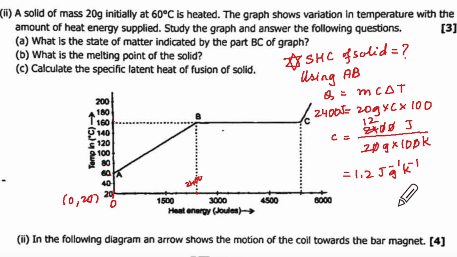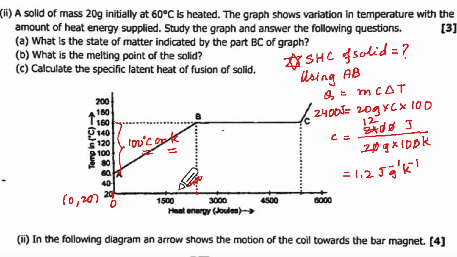Correct? Yes, ma'am. Ma'am, they have given the temperature in degrees Celsius. Yeah, but delta T is 100 degrees C or 100 Kelvin, no? Yes, delta T of 1 degree C is equal to 1 Kelvin. Delta T will be the same in degree C and Kelvin, okay?